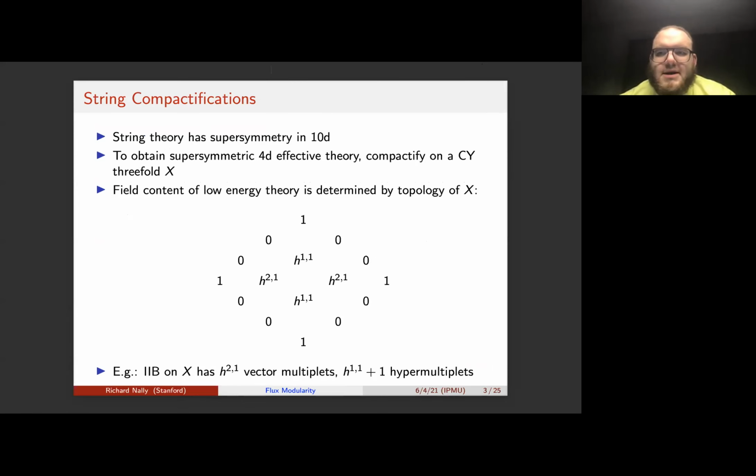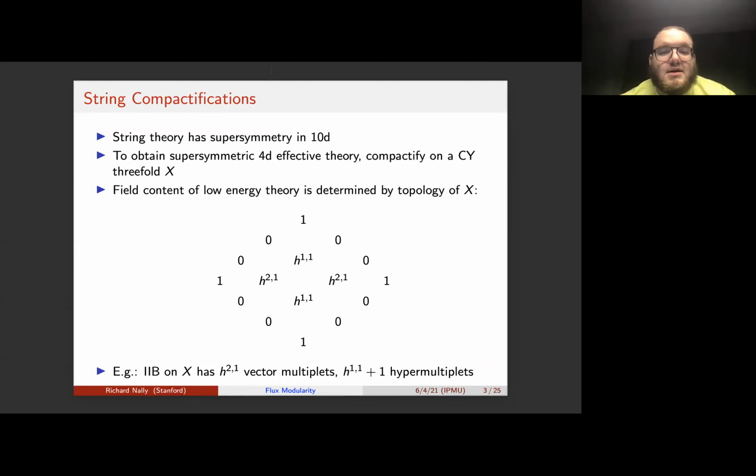And so now let me dive into the main body of my talk. Like I said, the basic setting for our work is flux compactification of 2B string theory. Let me start with a short review. String theory has supersymmetry in 10 dimensions.